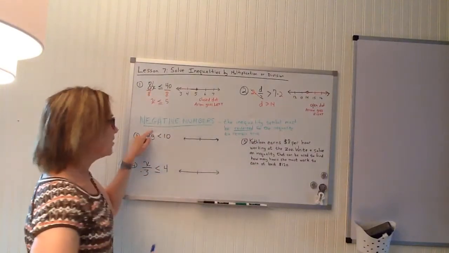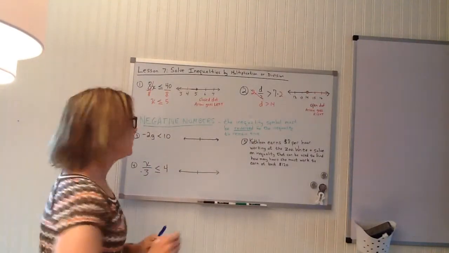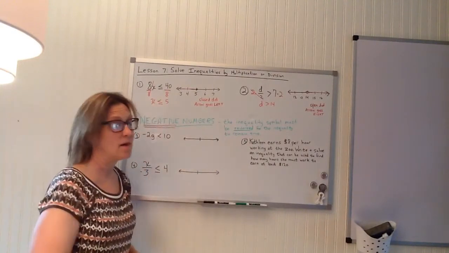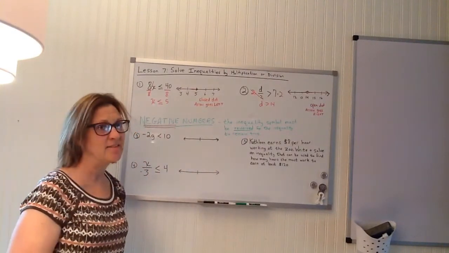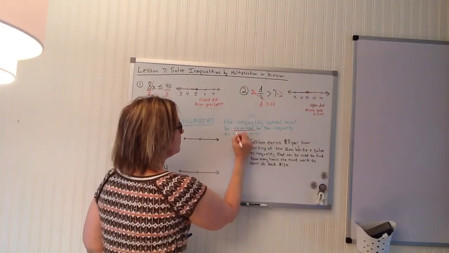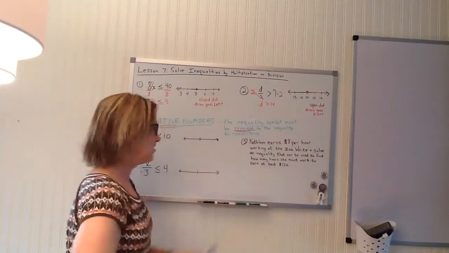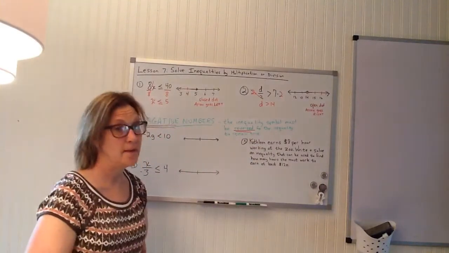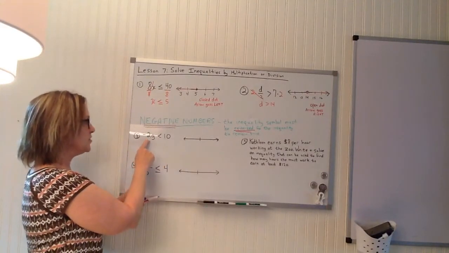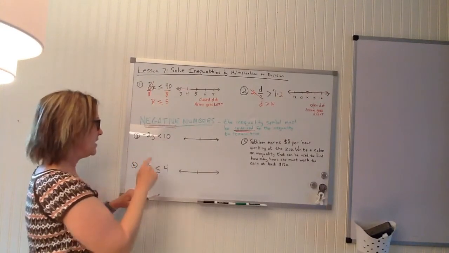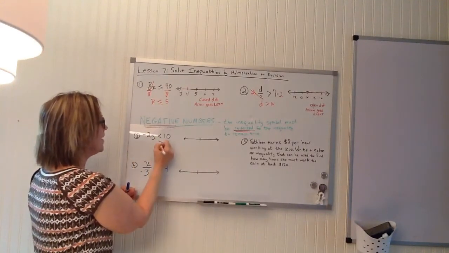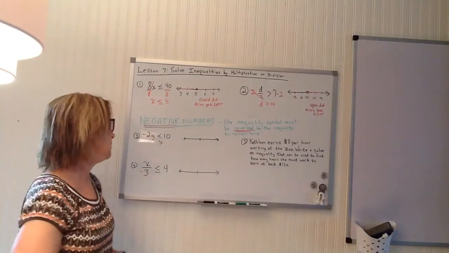Okay, so now let's take a look at our negative numbers. This is where we really have to be careful when we're solving our inequalities today, because if you see a negative number, the inequality symbol must be reversed. That means just change it for the inequality to remain true. So let's take a look at this one. Notice we have negative 2g is less than 10. There's my negative sign, so that shows me right away I better change that inequality symbol.